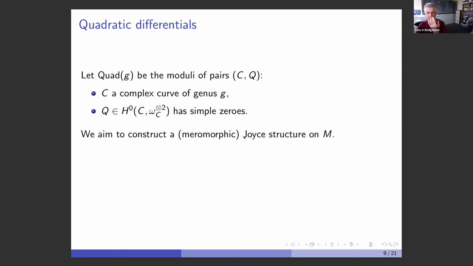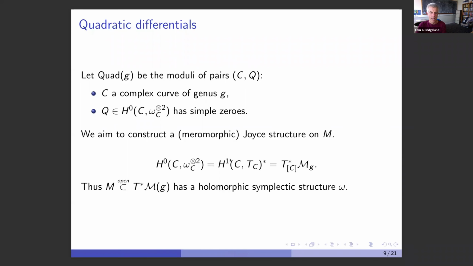We'll see why in a minute. And the first thing to note here is that, let's just go from here. So if I think about the moduli space of Riemann surfaces, that's M_g, the cotangent bundle to that, well, the tangent bundle would be H^1 of the tangent bundle to the curve. So the cotangent bundle is this. And by Serre duality, this is the same as sections of omega squared.